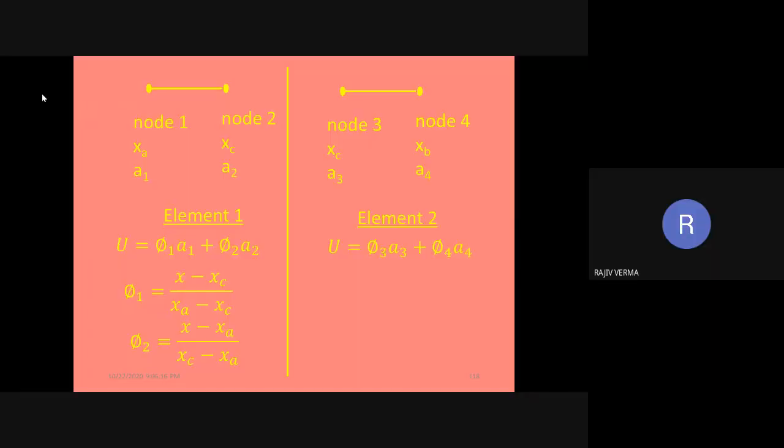Similarly, for the first element, the unknown parameter is given by the expression u is equal to a1 phi1 plus a2 phi2, where phi1 and phi2 are given by expressions on display. Similarly, for the second element, u is given by a3 phi3 plus a4 phi4, where the values of phi3 and phi4 are given by linear expressions in X.